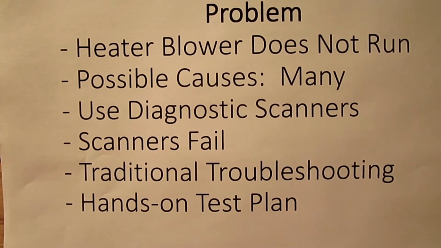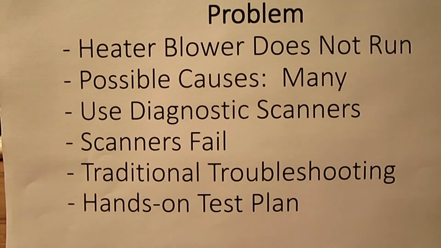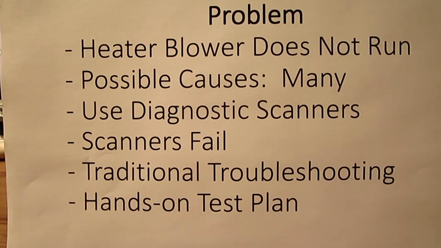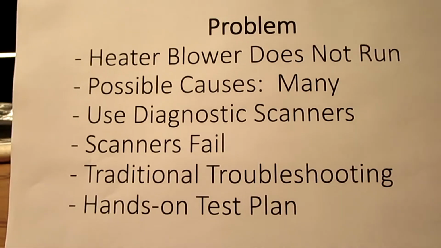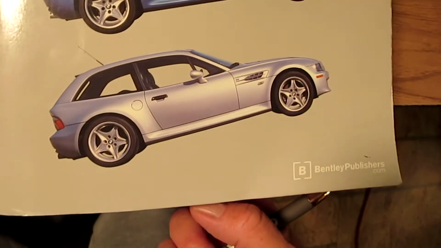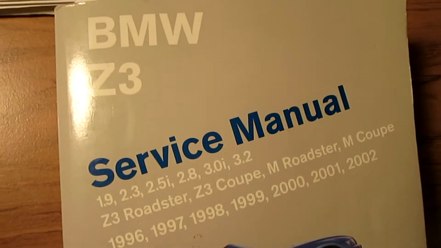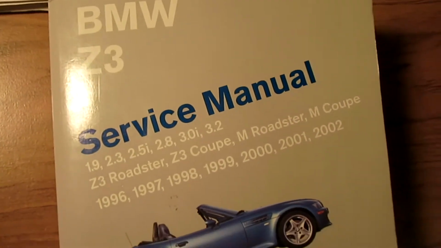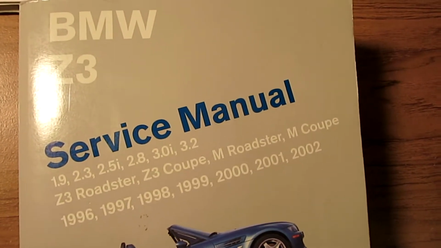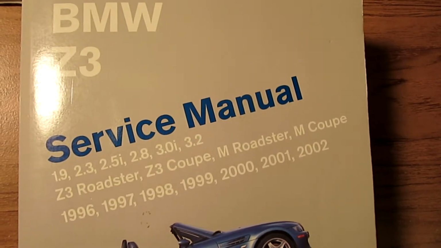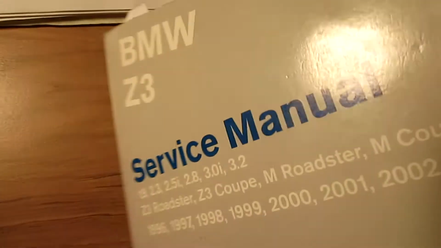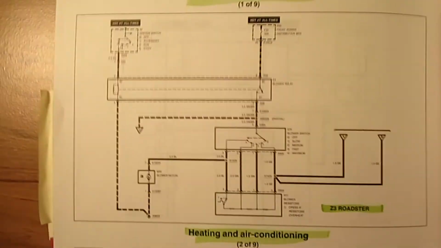That, of course, involved some study and some wiring diagrams, and then after that I could put together a test plan. So what I did was I got my Z3 service manual. It's the Bentley, and this is a very useful manual. I read all the sections that were related to heater and AC blower operation, and then at the rear of the manual there are electrical diagrams. So I found the electrical diagram that pertains to this car, and this is what it looks like.